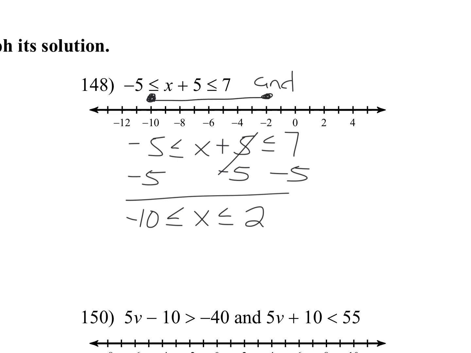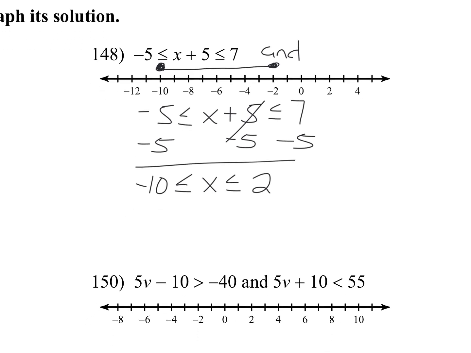If looking at this right here confuses you, rewrite it as 2 different inequalities. So I can rewrite it as x is greater than or equal to negative 10 and x is less than or equal to 2. If you get confused with them together, just write them out separately. They're the same thing. Okay?